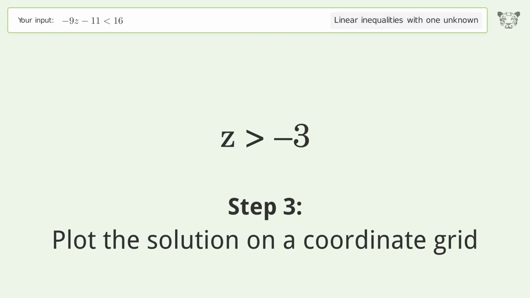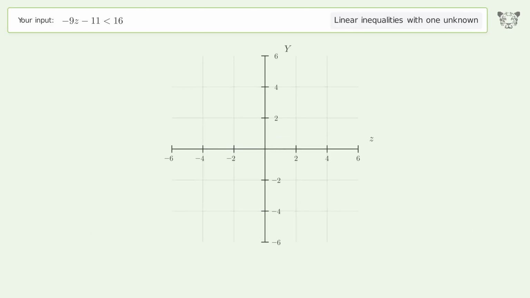Plot the solution on a coordinate grid. And so the final result is z greater than -3.